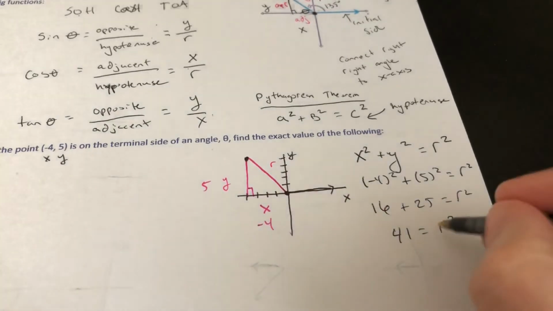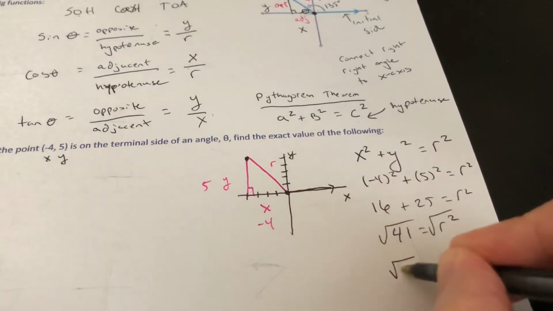Okay, well, we want r, not r squared. Well, what's the opposite of squaring something? We square root both sides. So square root of 41 equals r.